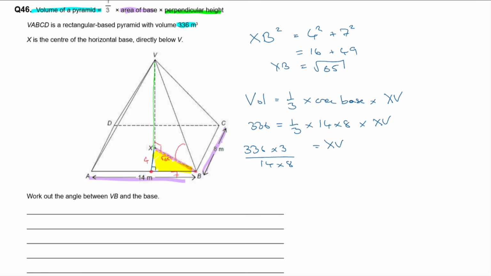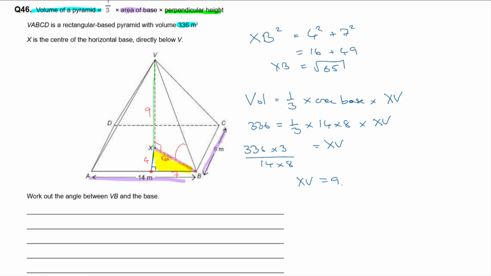So I've got XV, the height of the pyramid, is going to be 336 times 3 divided by 14 divided by 8, and that comes out to be 9. So XV is equal to 9. Okay, so that side there is then 9. So now I know two sides in this triangle. It's a right angle triangle, so I can then go and find the angle, can't I?